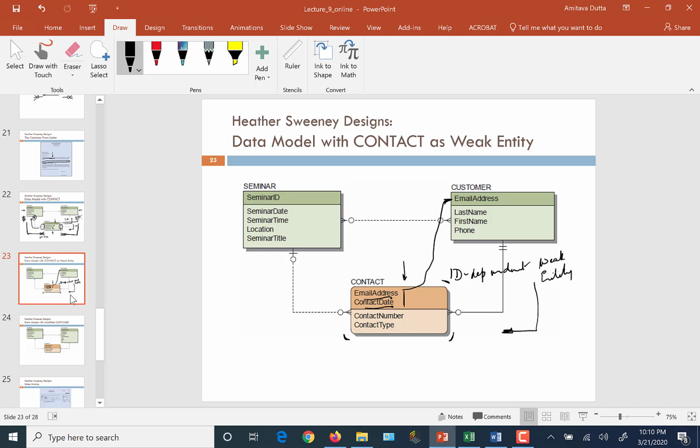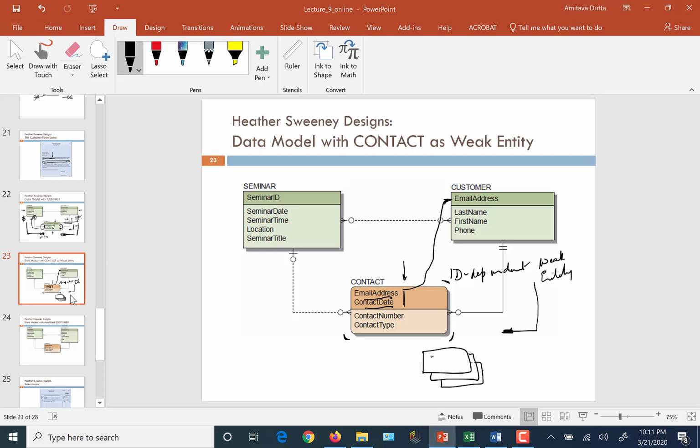So let's say you send out three contact letters to the same customer. If I were to draw it like this, there are three contacts, and you send out three letters to the same customer. All three letters would have the same email address, but the contact dates would be different. You would send them out on three different dates, so the composite identifier would be different for all three contacts.